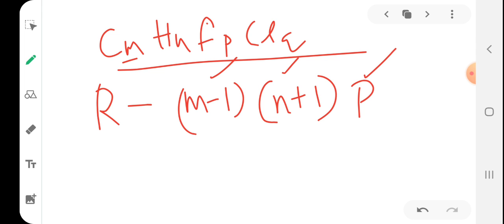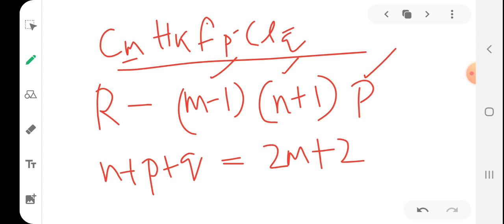If this is a saturated compound, okay, sorry, if this is a saturated compound, n plus p plus q should be how much? 2m plus 2, right? So for saturated compounds, methane, ethane and all, how to calculate the number of other atoms, the common covalent bond and all, you know, right? So n plus p plus q should be equal to 2m plus 2 for a saturated compound.